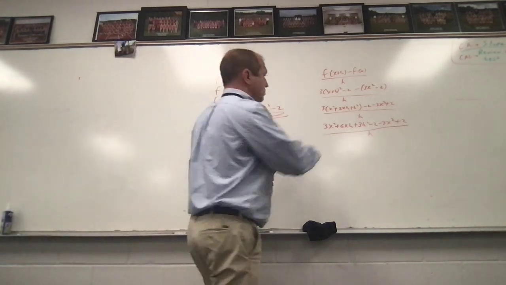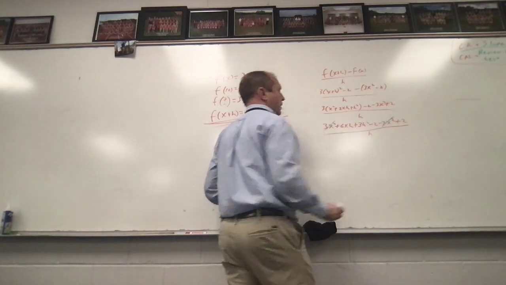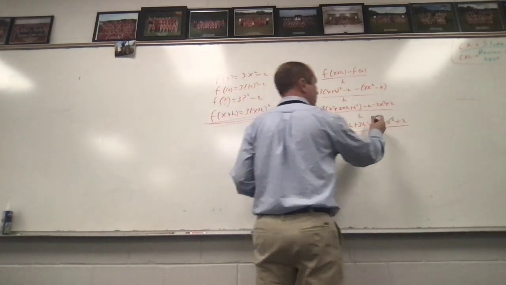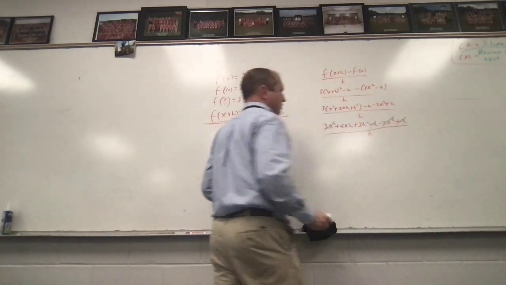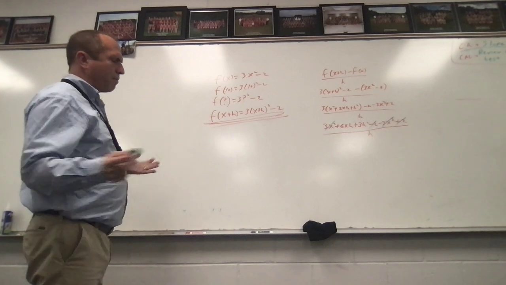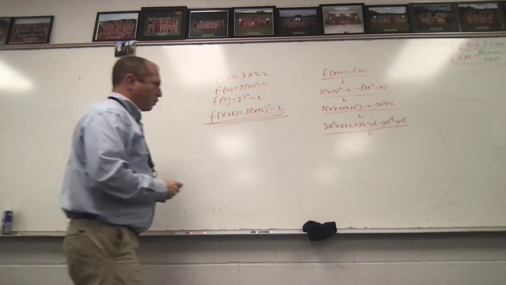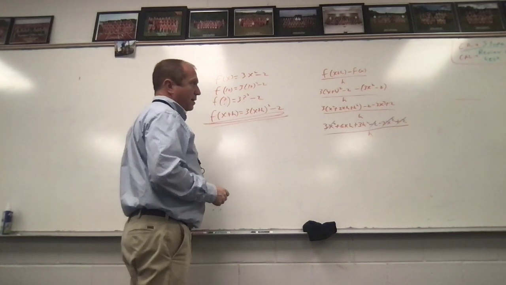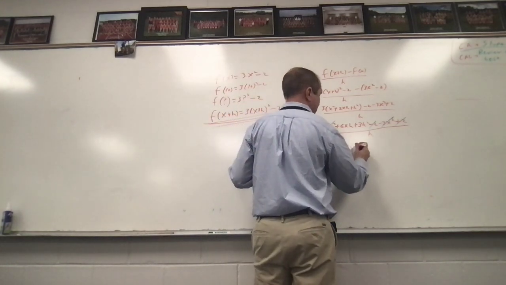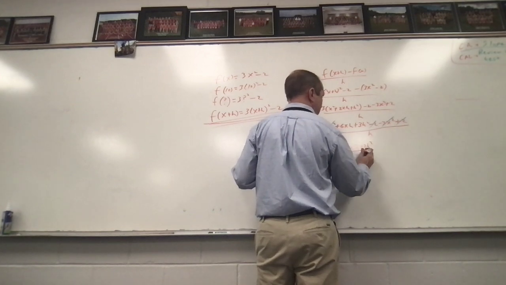So, here's my 3x squared. It cancels out with this negative 3x squared. My negative 2 cancels out with my positive 2. And sometimes there are h's that you can combine. In this case, there's not. So I rewrite my new rational expression as 6xh plus 3h squared over h.